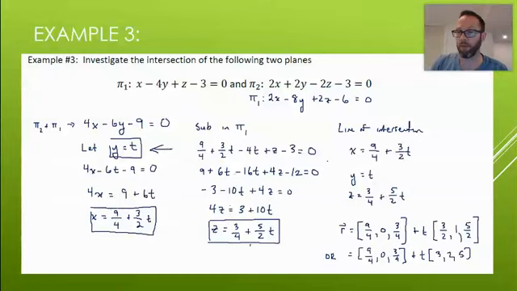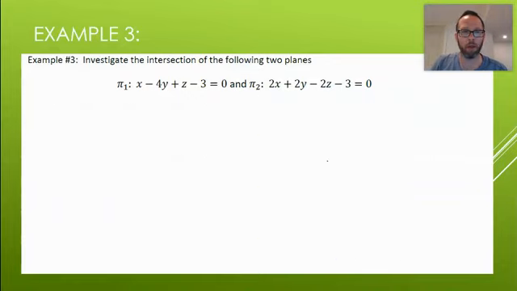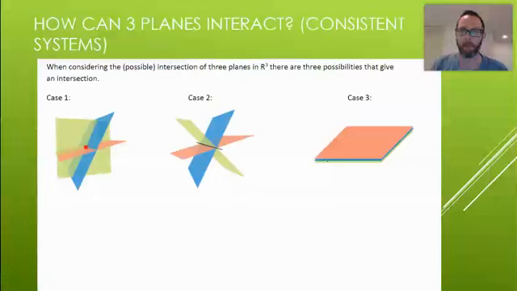Right, so that's two planes, how they can intersect. We looked at all three cases and what happens with the math. How can three planes interact? So I believe your practice for today from this lesson is only two planes, but I wanted to get a bit of a head start on three planes just to save us. So I only need to do one more lesson on this.